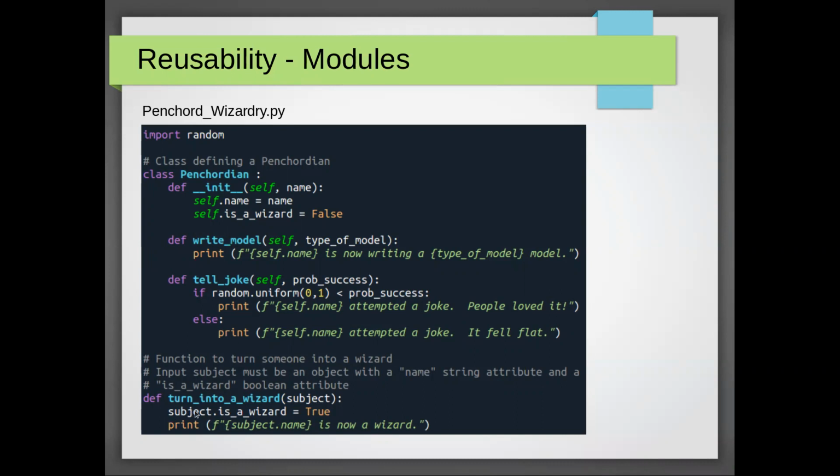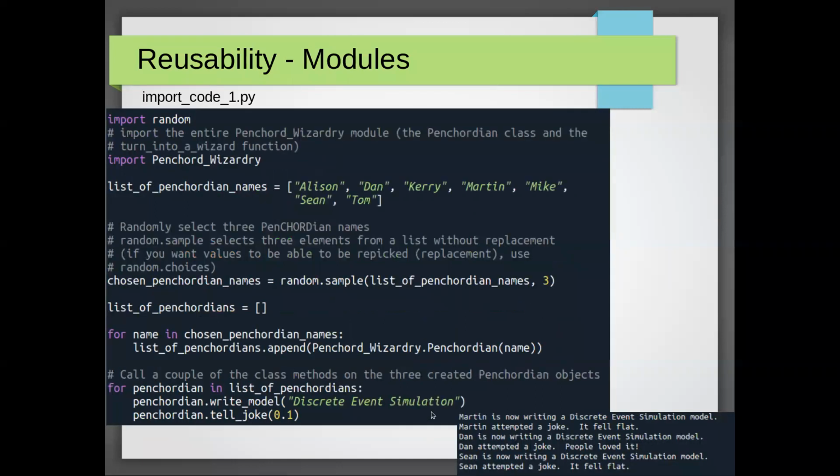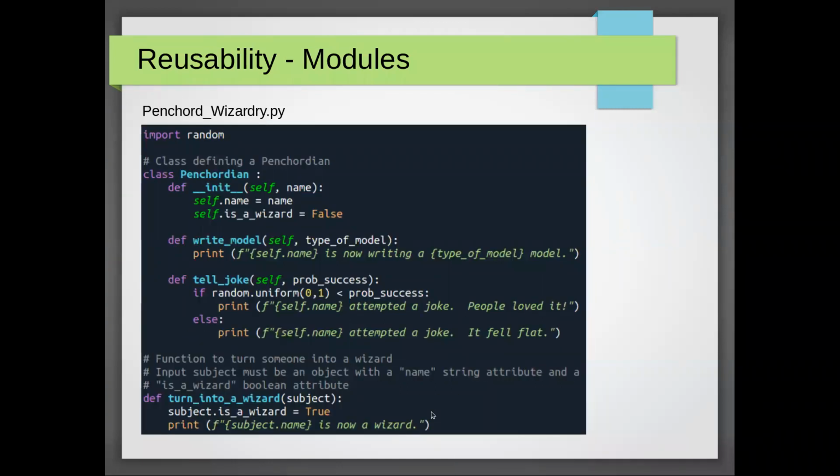So this method I've just called turn into a wizard takes as input the subject, which is an object, and it sets their is_a_wizard attribute to true and prints their name is now a wizard. Okay, so that's one py file. I've just saved that as a separate .py file as its own self-contained thing.